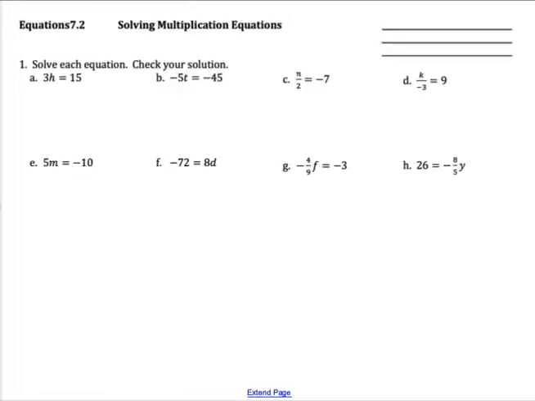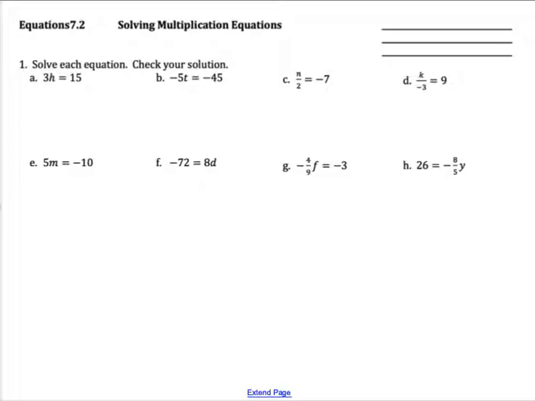Okay, in the assignment, let's take a look through. We'll go ahead and do a couple of problems here in the video. So number 1, solve the equation, check your solution. Let's go ahead and do letter G.